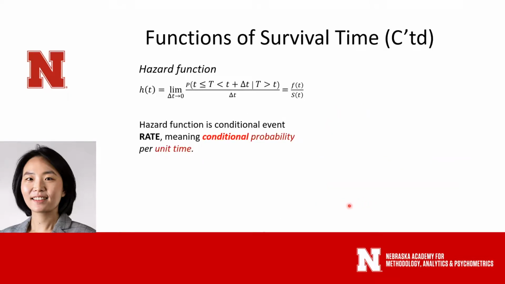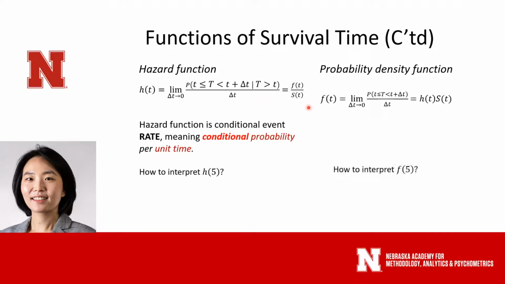So next is the hazard function. It's typically denoted as h(t), and you can see that there is a condition, so this is a conditional probability. You can interpret this as the probability of an event occurring given that the event did not occur by time point t. And you will notice this is very similar to the probability density function, except for this condition part.